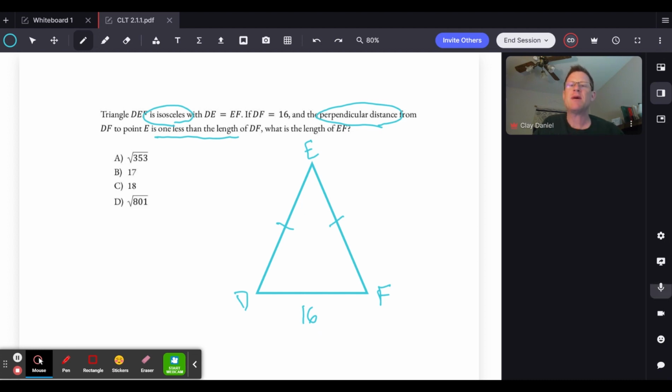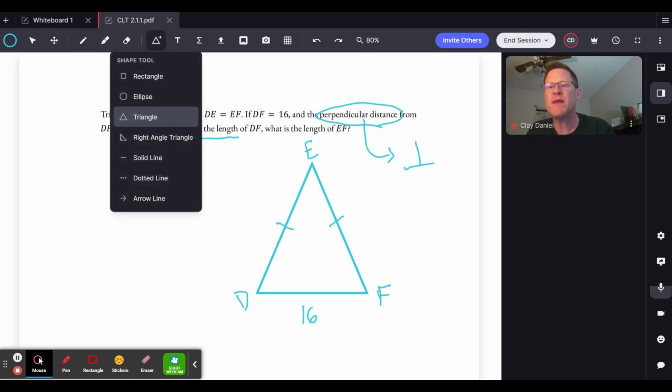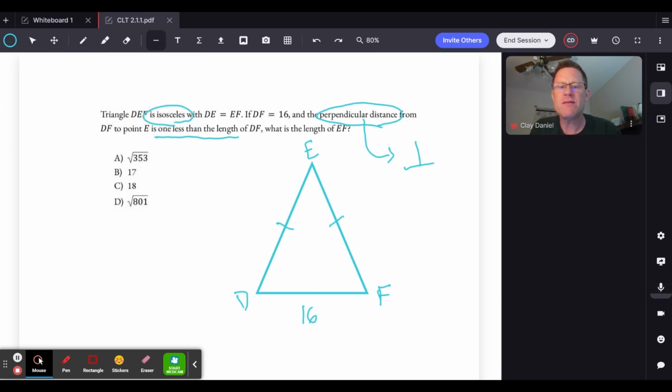Now we need to think about what is this saying, perpendicular distance. So perpendicular, the symbol looks like that, right? It creates a right angle. So we want to be thinking about perpendicular distance from DF to point E. So we need to draw a line from DF to point E.